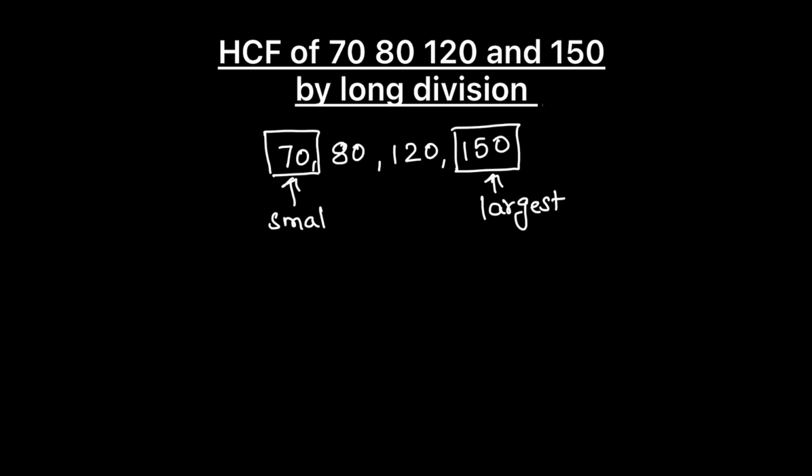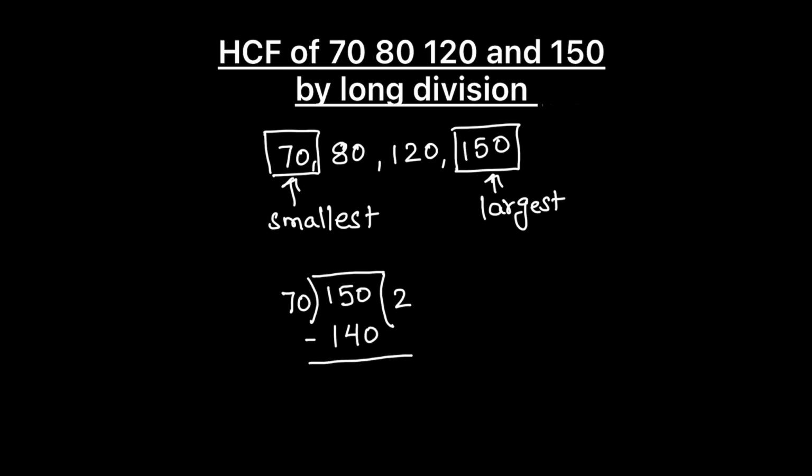In our first step we'll divide 150 by 70. 70 times 2 is 140. 7 times 2 is 14. So we'll take 70 times 2 and subtract the two numbers. 0 minus 0, 0. 5 minus 4, 1. And 1 minus 1, 0. So now our remainder is 10.